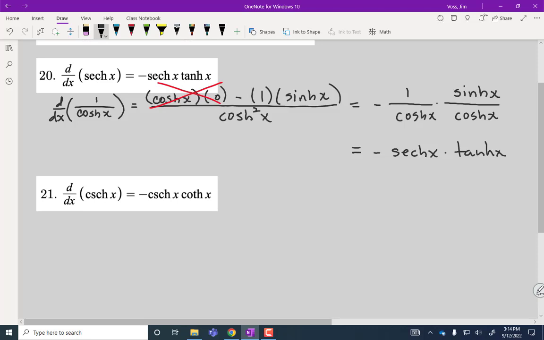Now you all try number 21. Prove that the derivative of cosech is minus cosech cotanh.